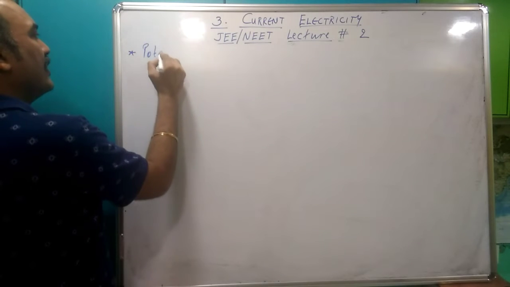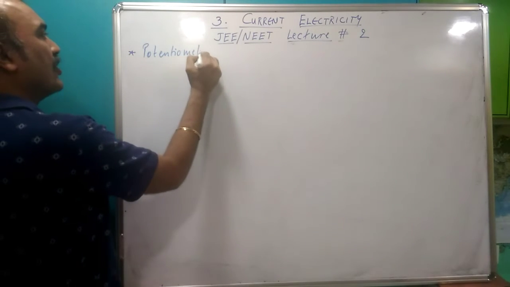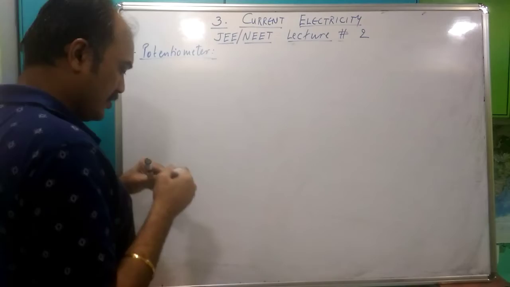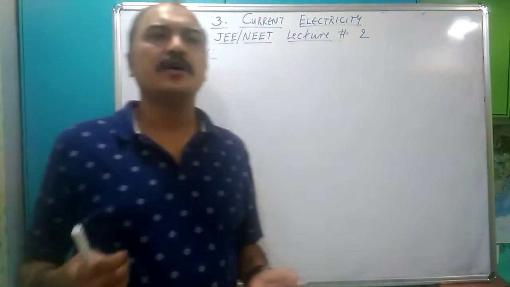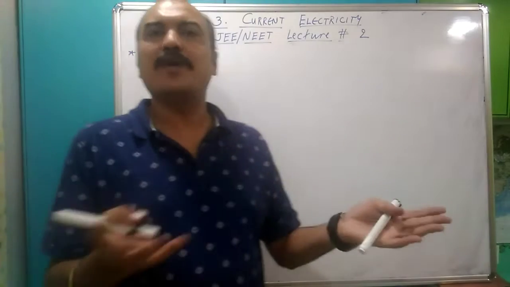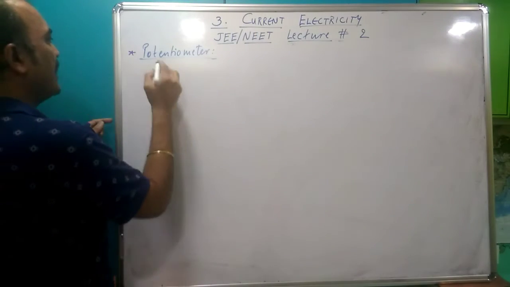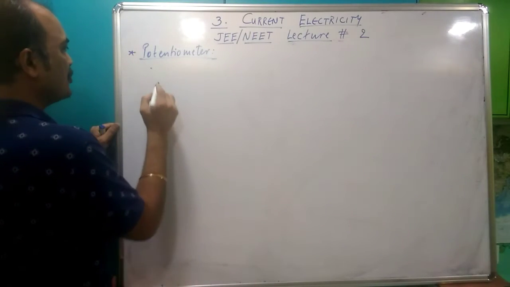A potentiometer is actually a very long wire, maybe 3-4 meters long. It's used to compare the EMF of two cells, to find potential differences, or to find out the internal resistance of a cell, and so on. Now, let me show you a potentiometer.